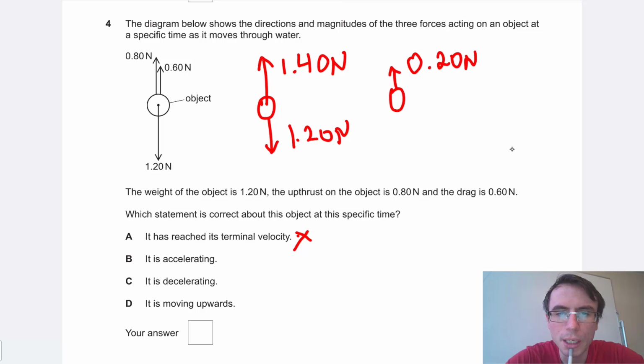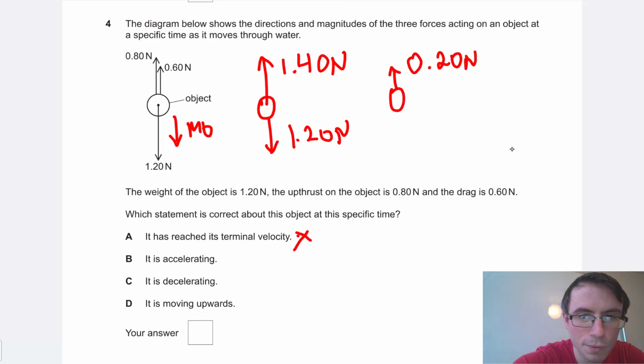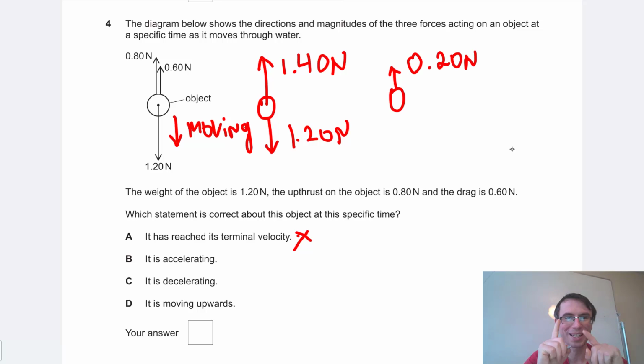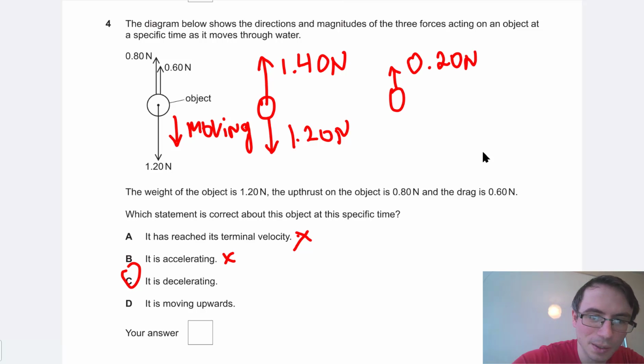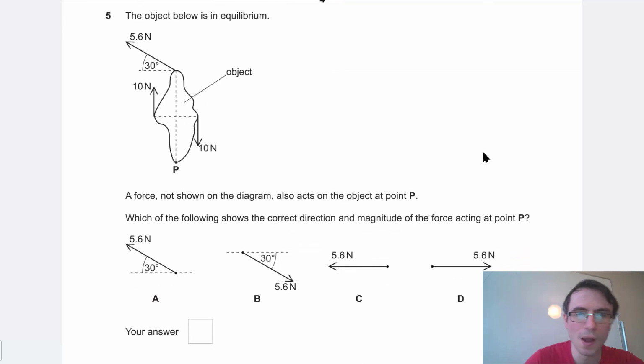Which direction is it actually moving? Oh, the drag is 0.6. Okay, so if the drag is 0.6, this means that the object is moving this way downwards, but the net force is the other way, so it has to be decelerating, meaning that it's slowing down because it's moving this way, but the net force is this way, meaning that the acceleration is upwards. Okay, correct answer is C. Okay, question 5.